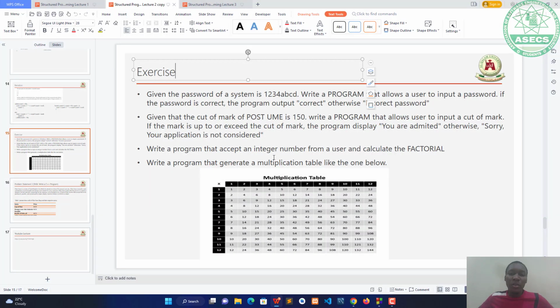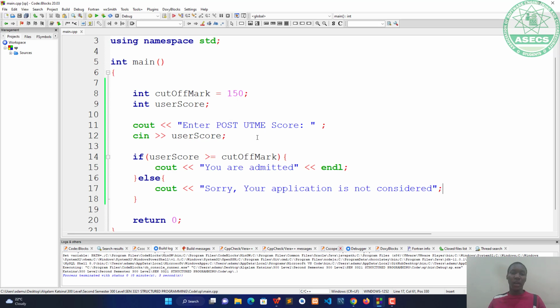Write a program that accepts an integer number from a user and calculate the factorial. Write a program that accepts an integer, which is whole numbers as a data type, from a user and calculate the factorial. So what I want us to understand is, let's forget about the right accept integer from a user. Ina ga abin da muka gama yanzu kenan. Ina accept integer. Mu fara breaking down nashi into pieces.